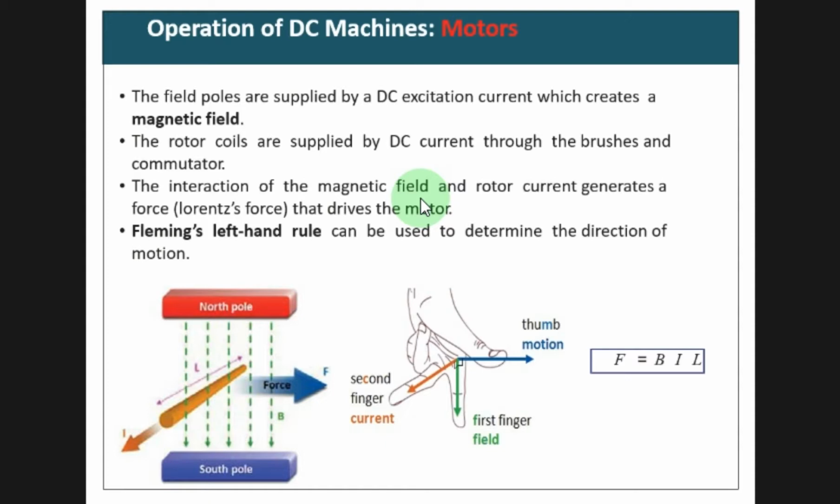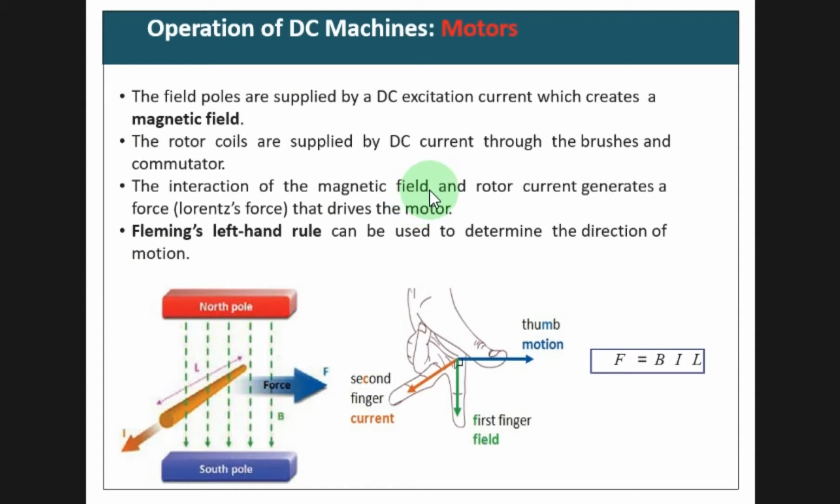So in this case, if you take your left hand and keep your thumb, first finger and the second finger perpendicular to each other, then the second finger is directed towards the current direction on the conductor, and the first finger is directed towards the magnetic field. Then the thumb will give us the direction of the force on the conductor, right?